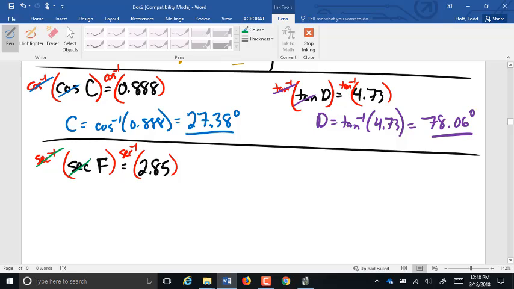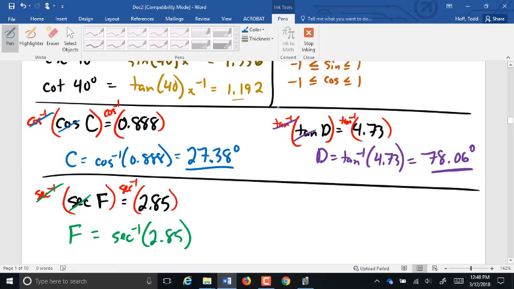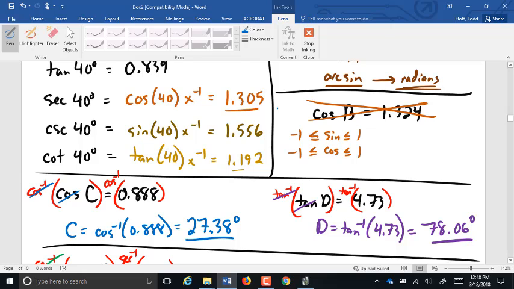Well, technically we are. F is equal to the inverse secant of 2.85. But our calculator does not have an inverse secant button, does it? Let's scroll back up here where we did secants. To find the secant, we used the cosine function, then we did the x negative 1, right? The inverse, we are reversing that process. We're going backwards, which means the x negative 1 has to happen first, then we do the inverse cosine.